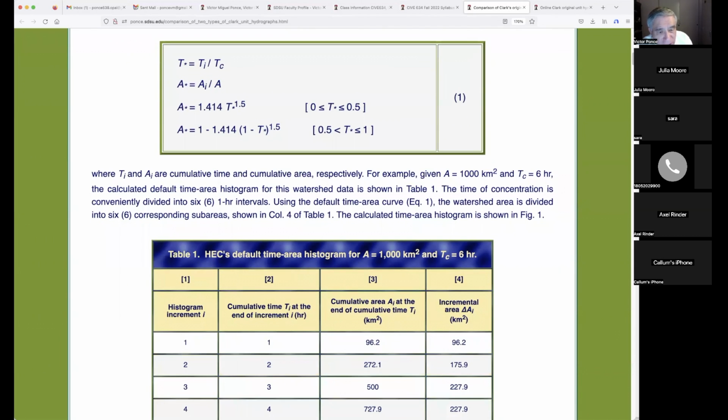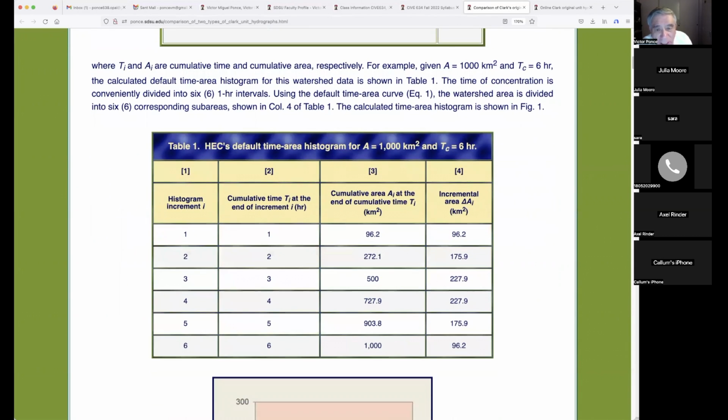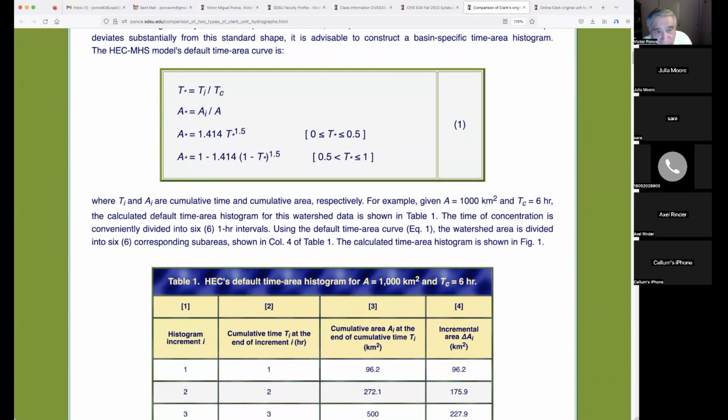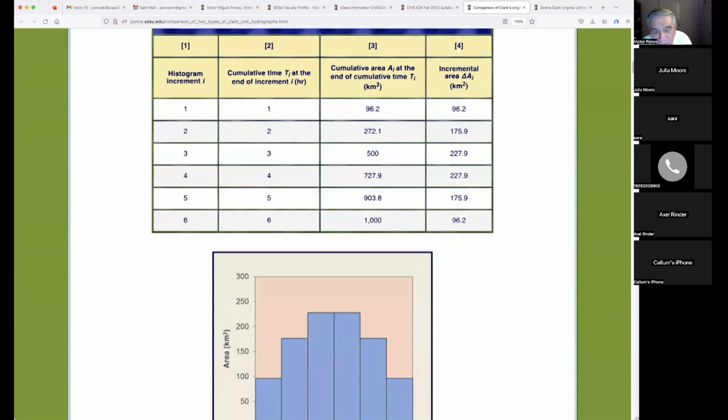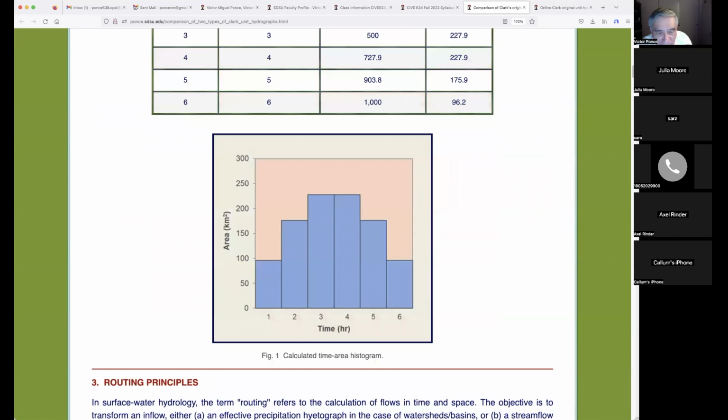Okay, so we have in here the HEC default time-area histogram that we had calculated based on their equations. This is the equation here over here. Equation 1 is the default time-area histogram of the Army Corps. How could you have a default time-area histogram when in fact the Clark method is supposed to take account of the graphical or geometrical shape of the basin? Don't ask me that question. They have a default, and this is what we're going to use. This is what the area histogram is, like an ovoid-shaped basin.